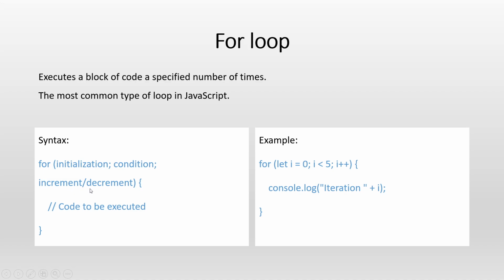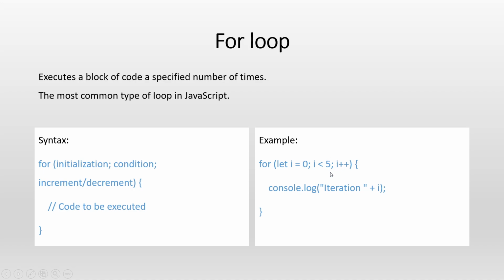Here we are going to give increment or decrement. As seen in this example, we have an open bracket and close bracket. Inside this, we have created one variable: let i is equal to 0. This is called variable initialization.